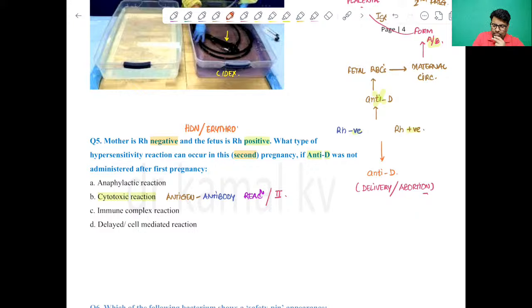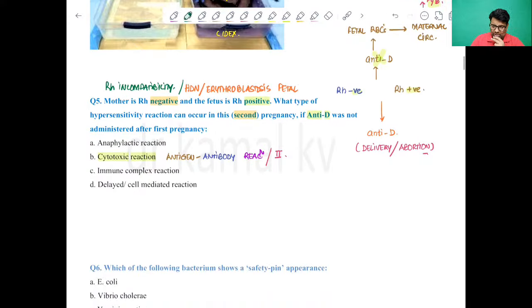Clear? So erythroblastosis fetalis, or what you call Rh incompatibility, right? So Rh incompatibility. Clear? Moreover, wherever you find antigen antibody reaction, always go for type 2 hypersensitivity reaction.